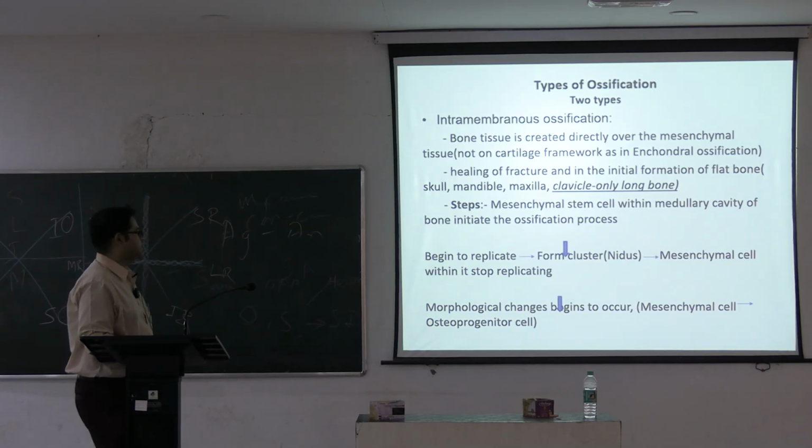Now, the steps: the mesenchymal stem cell, which is seen within the medullary cavity of the bone, initiates the ossification process. It begins to replicate and forms a nidus. Then the mesenchymal cell within it stops replicating, and there are morphological changes within the mesenchymal cell which induce formation of the osteoprogenitor cells.